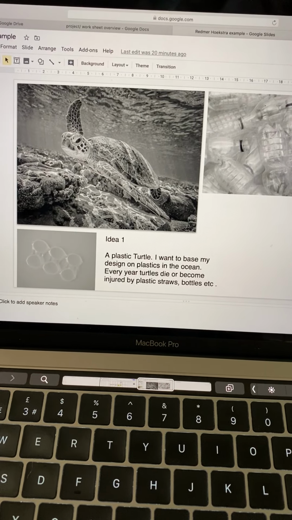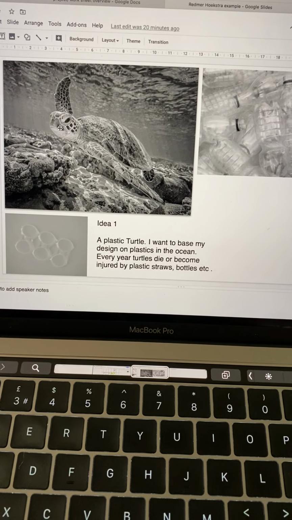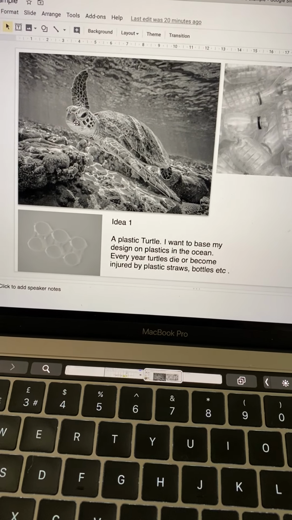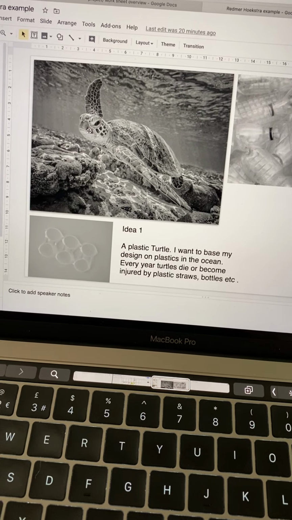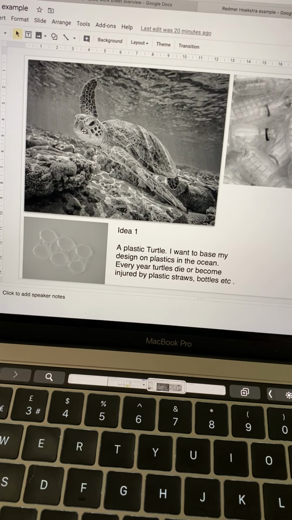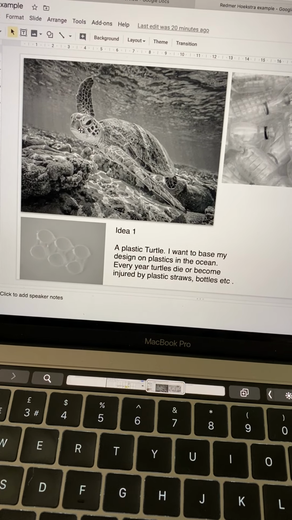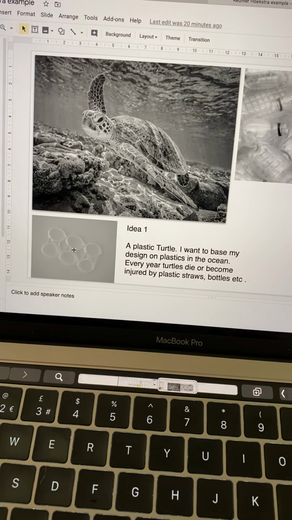So the first thing I thought about was sea turtles, and how you see images of sea turtles with can wrappings stuck around the shells and caught in plastic lines and straws up their noses and things. So that's what I wanted to focus on with my design. So the first thing I did is I went onto the internet and I got an image of a sea turtle, and I also got an image of some plastic bottles and one of the things that holds cans. I'm not sure what they're actually called.